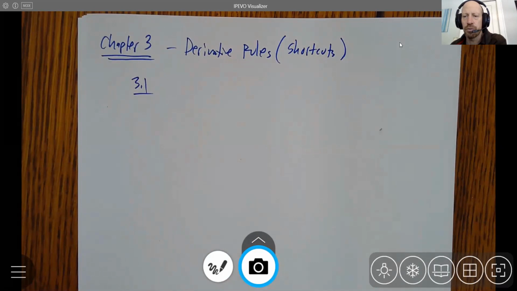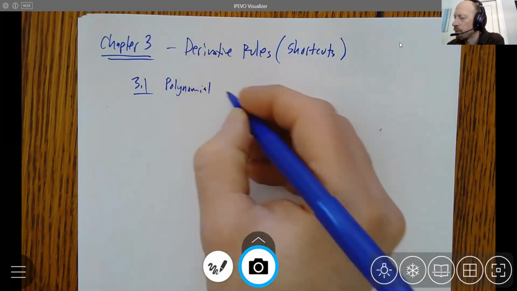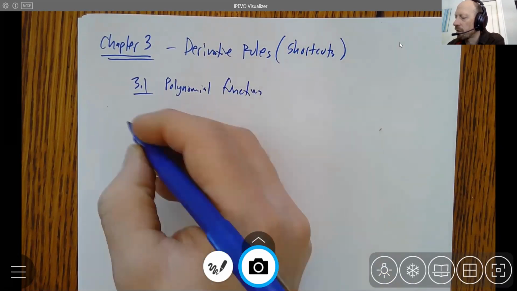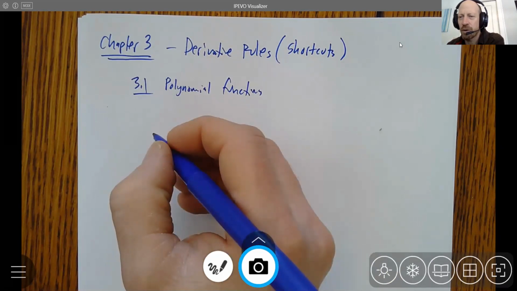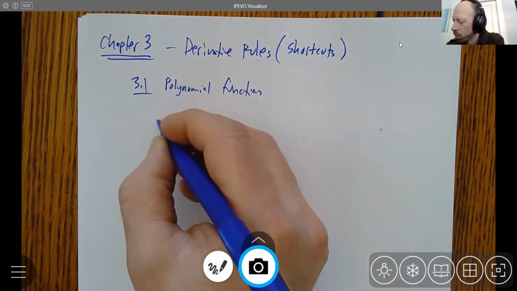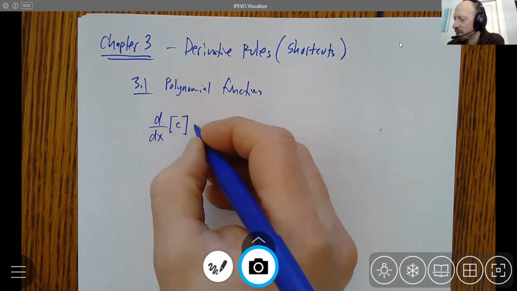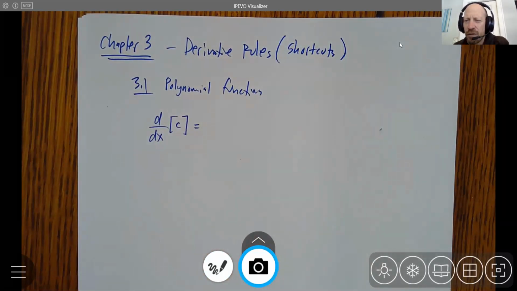In 3.1, we're really looking at polynomial functions to start with. And there's a couple properties that we're going to notice right away with derivatives. So number 1, the derivative with respect to x of a constant. Notice I'm using my other notation here. It's just an easier way of writing it all at once. The derivative of a constant. Anybody got a guess what the derivative of a constant is?